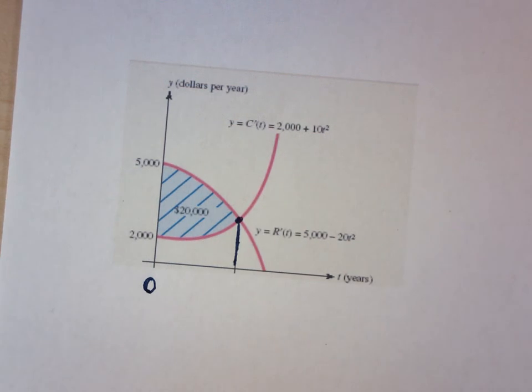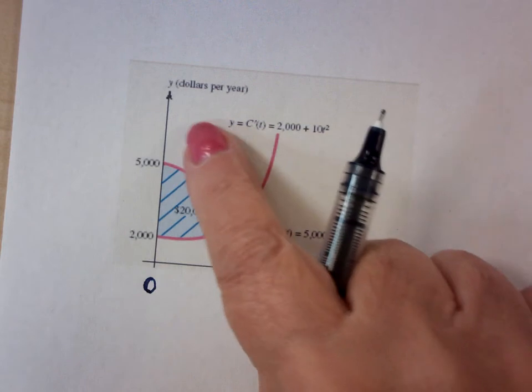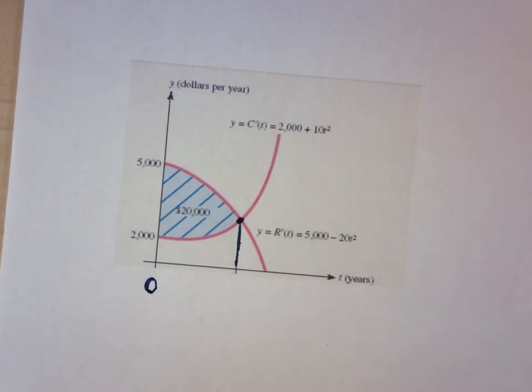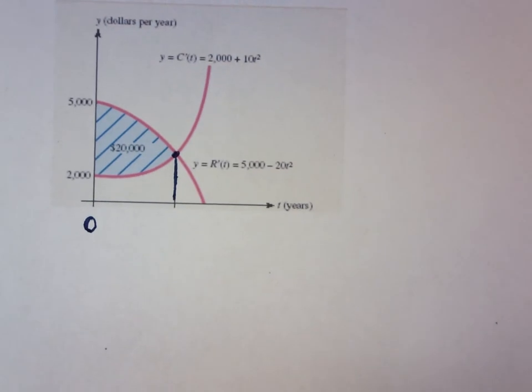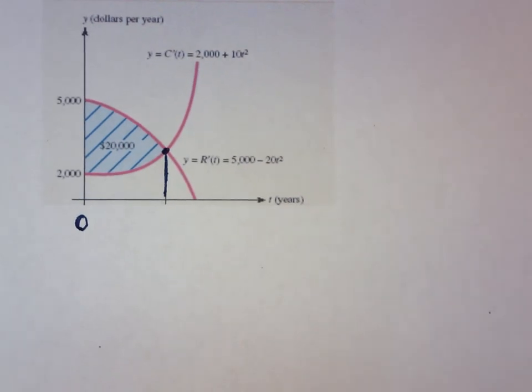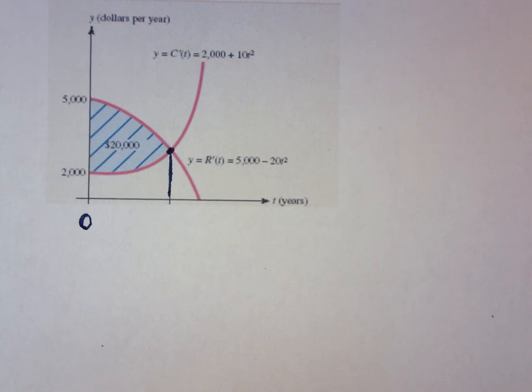Actually, it's t. They say this is dollars per year and this is years. So how do I find out what that t value is? I think we're working on college algebra. Well, we will be working on college algebra. This is 6. How do I know? How can I find that t value?